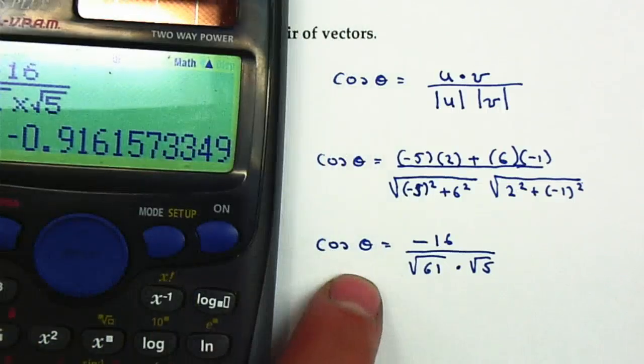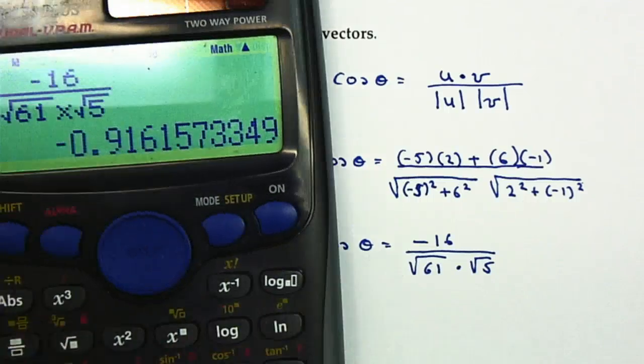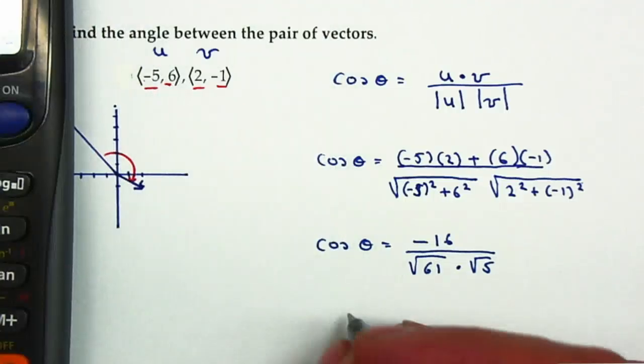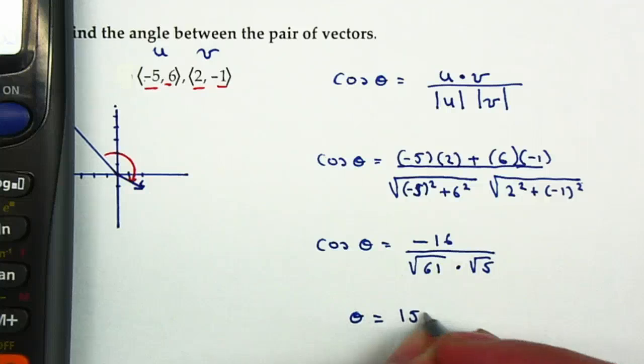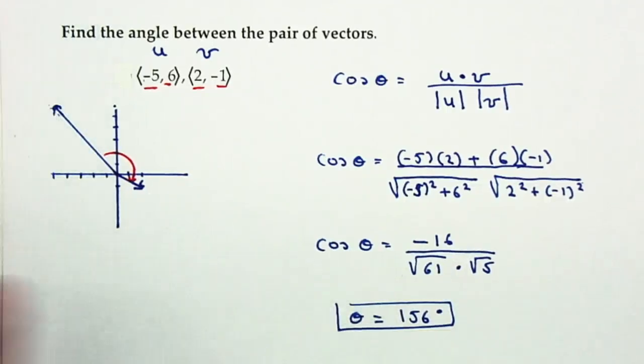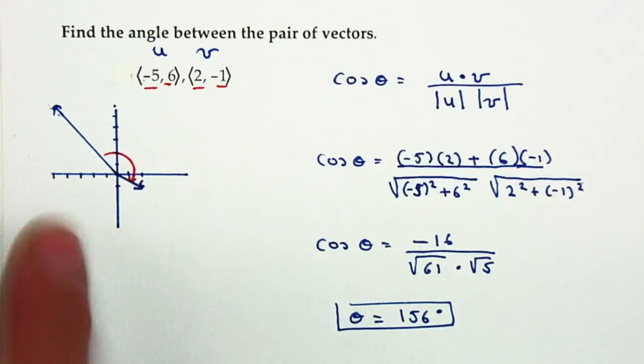And I want to take the inverse cosine for this, so I can just give my answer. Inverse cosine of my answer will give me the angle between, which is 156 degrees. And this does look like 156, so that should be correct.